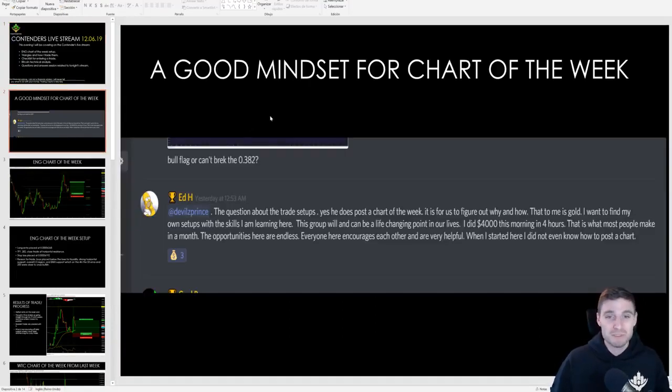This was obviously discussing the chart of the weeks that I give you. The chart of the weeks are to sharpen your skills. If I give a chart of the week, the setup is going to be there, and there's going to be a good setup and a good opportunity. Then you have to try and work out that setup. I just want to read out what Ed replied about the chart of the week and how well he's been doing on them.